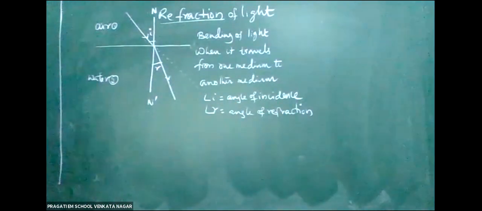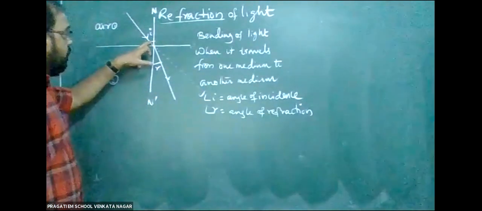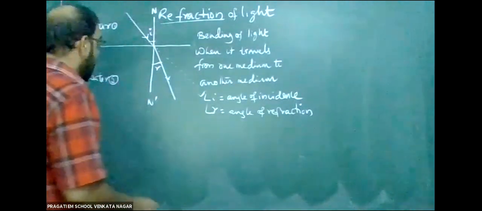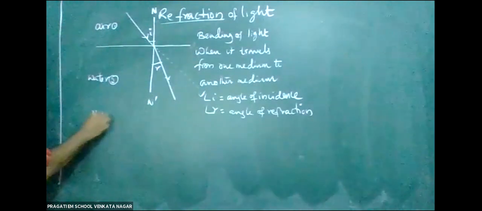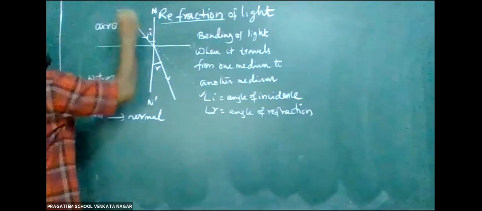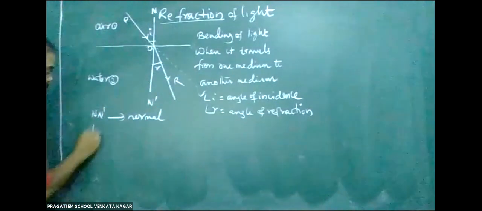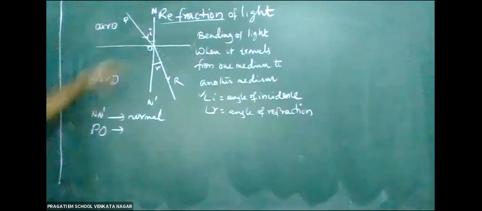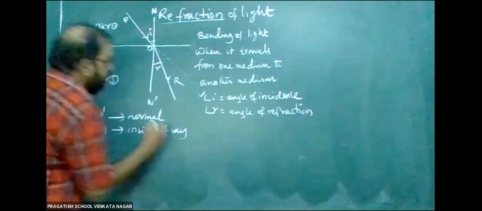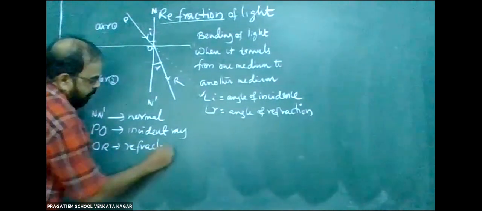Can you define what is angle of incidence? What is this N and N dash? N N dash is the normal. We can name this one as PO and this as OR. What is PO? PO is the incident ray, and OR is the refracted ray.